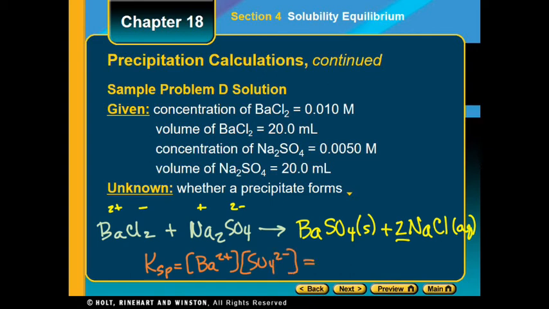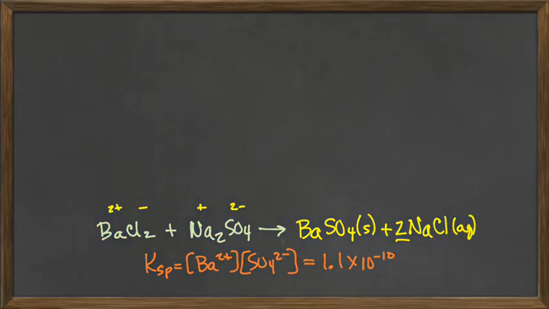If I were to go look at its actual KSP value in that table that we had just looked at, it is 1.1 times 10 to the negative 10. So once I get through with my math, I'm going to ultimately find the ion product of the barium and sulfate, and I'm going to compare the ion product to this KSP value that's in the table to see will precipitation occur or not. So I have this right here.